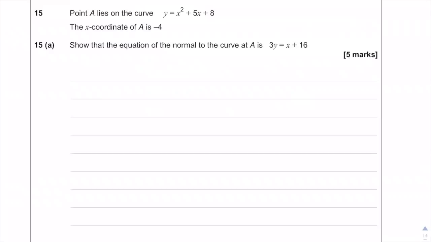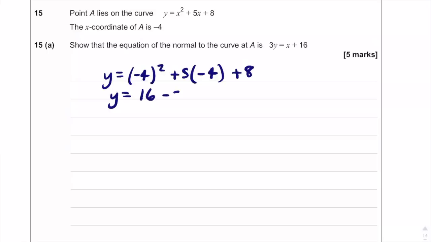Question 15. Point A lies on the curve y equals x squared plus 5x plus 8. The x-coordinate of A is minus 4. Show that the equation of the normal to the curve at A is 3y equals x plus 16. So first I'm going to work out the y-coordinate of A by substituting minus 4 into this equation. So we get y equals (minus 4) squared plus 5 multiplied by minus 4 plus 8. That's y equals 16 minus 20 plus 8. 16 minus 20 is minus 4, minus 4 plus 8 is 4. So the coordinate of A is (minus 4, 4).